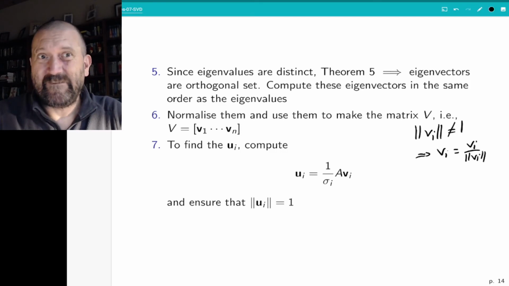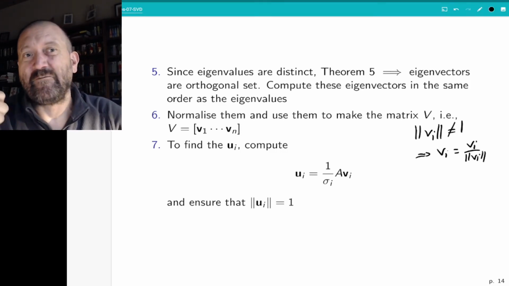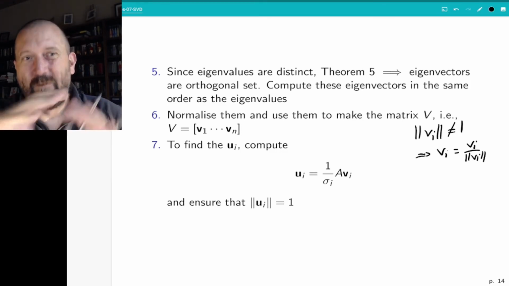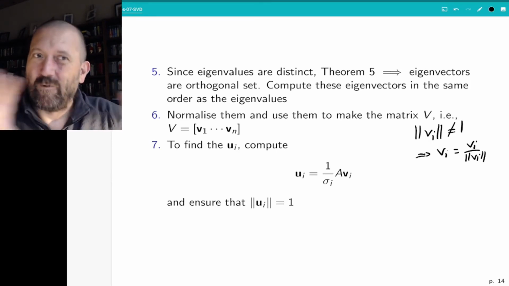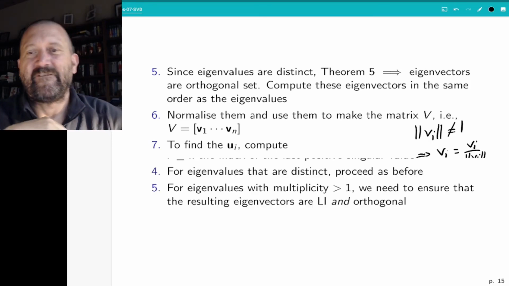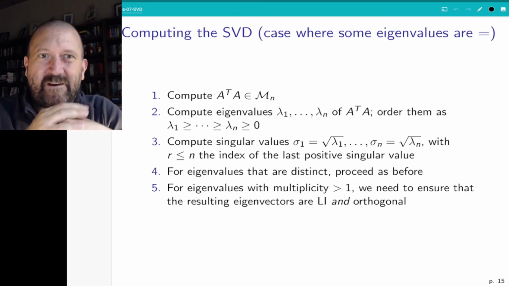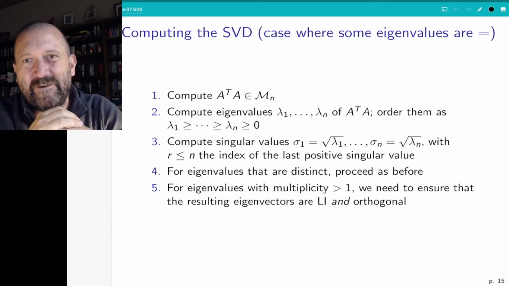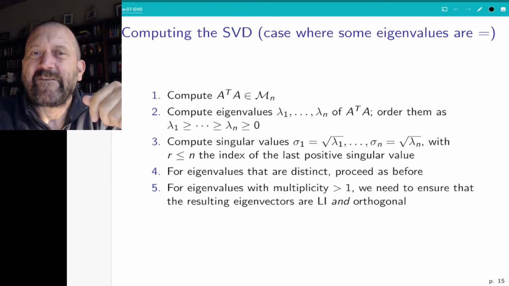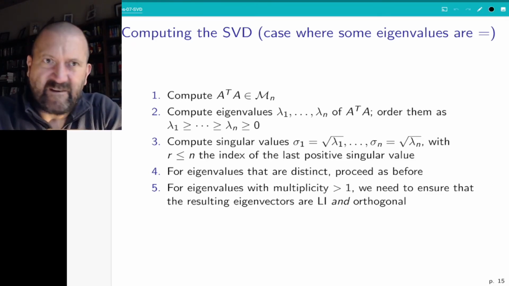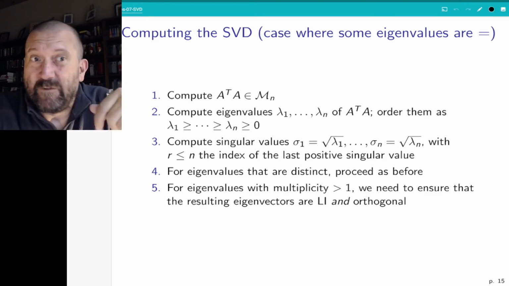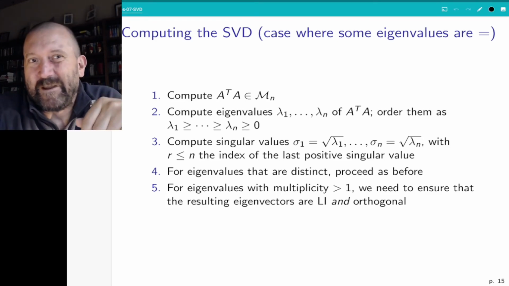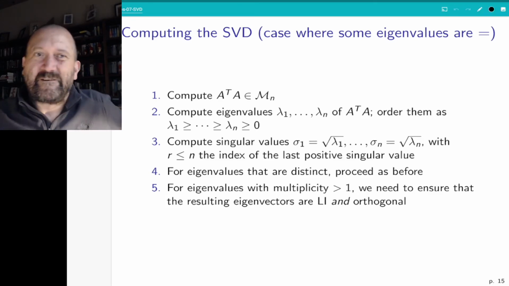Now, to be complete, let me show you what happens when you don't have all the eigenvalues, so all the singular values, being distinct. Let me explain how you would compute the singular value decomposition when some of the eigenvalues are equal, so repeated. The beginning starts the same way as in the distinct case, because you don't know until you've computed the eigenvalues that you have potentially repeated eigenvalues.